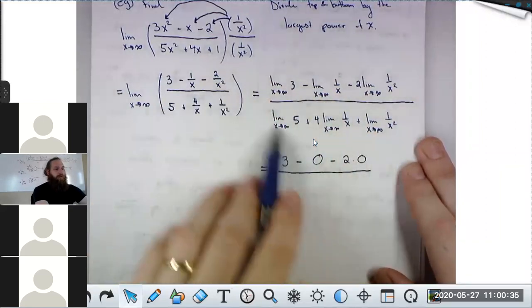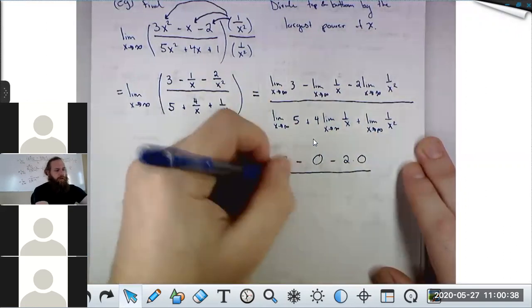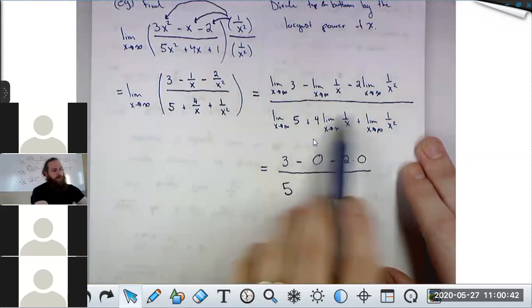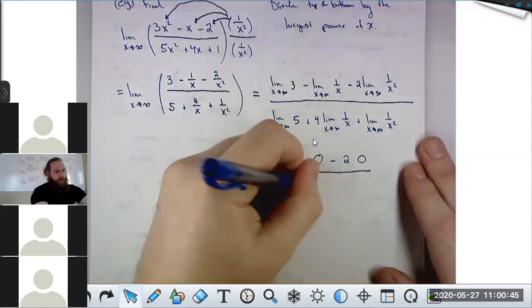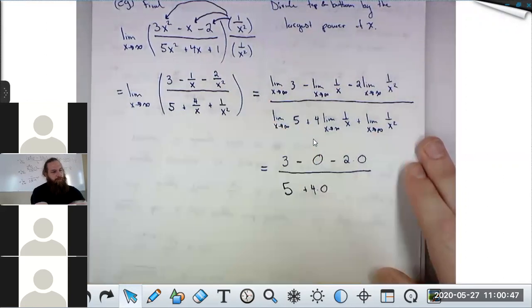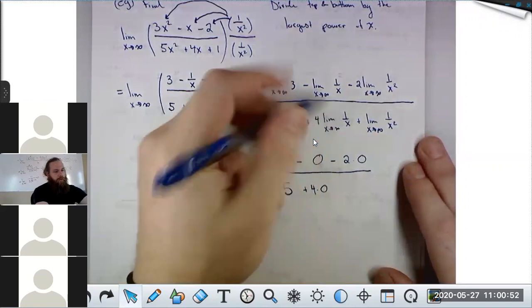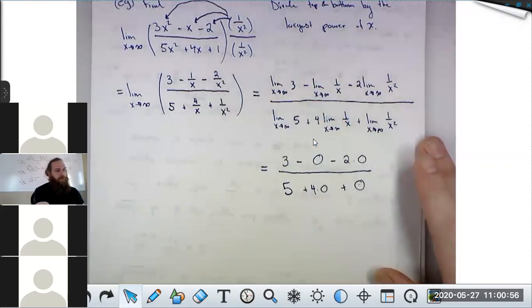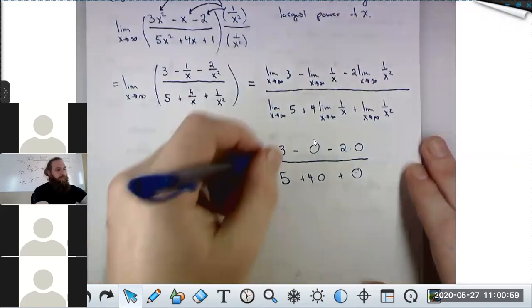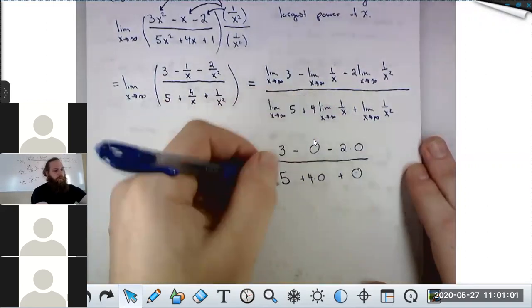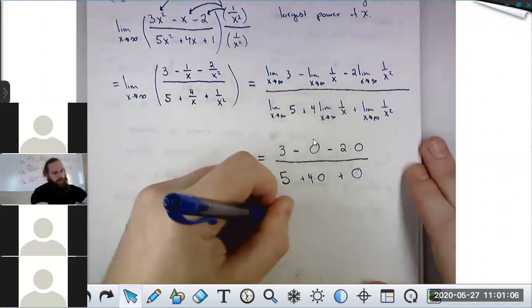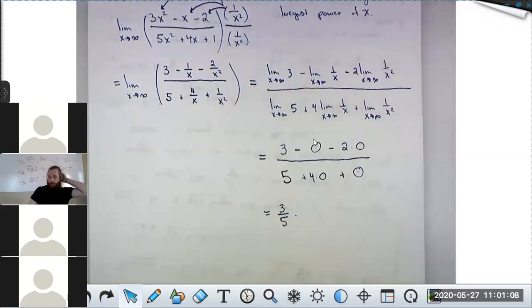Downstairs here, the limit as x goes to infinity of 5, that's 5. 5 is a constant function. Plus 4 times the limit as x goes to infinity of 1 over x. Well, that's 4 times 0. Because the limit as x goes to infinity of 1 over x here, this is 0. Plus the limit as x goes to infinity of 1 over x squared, that's also 0. So we end up with 3 minus 0 minus 2 times 0 over 5 plus 4 times 0 plus 0. That's just 3 over 5. So this came out how we expected it to.